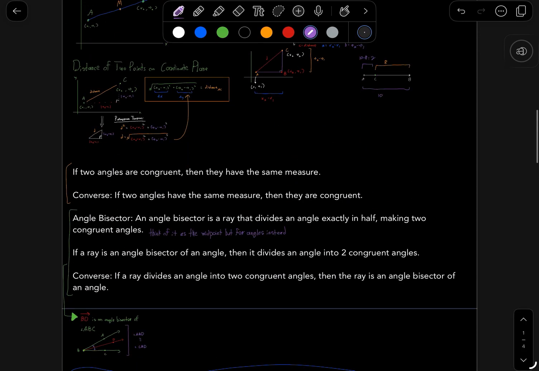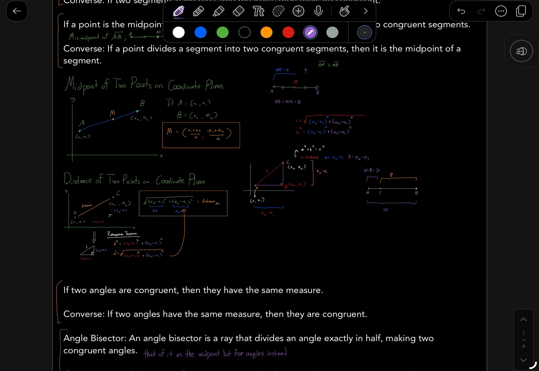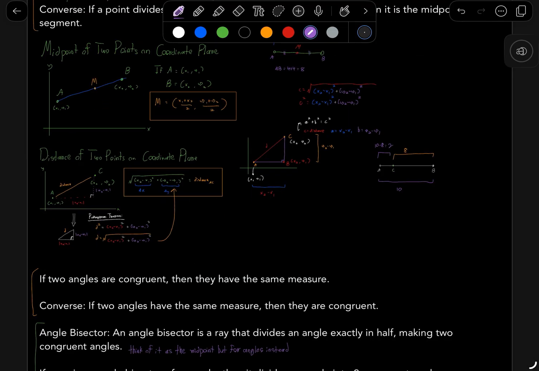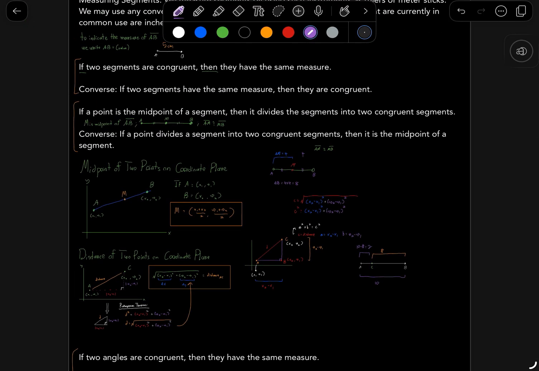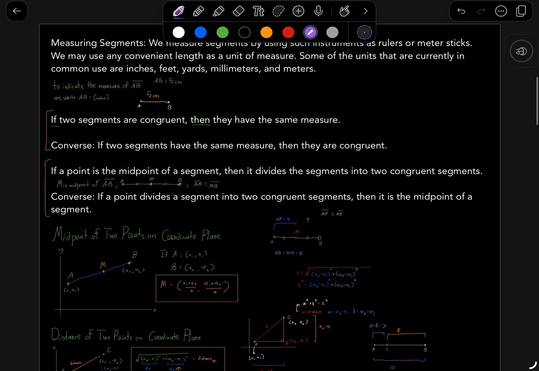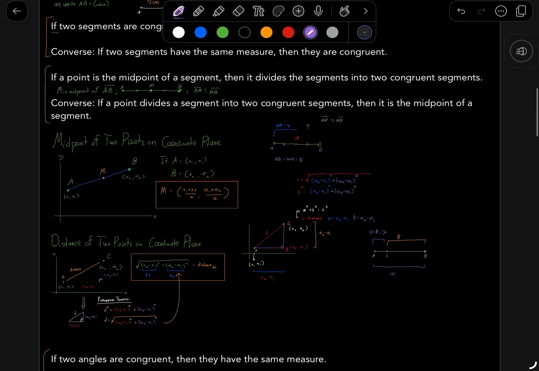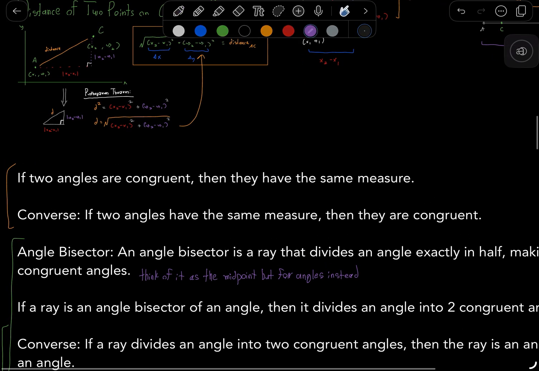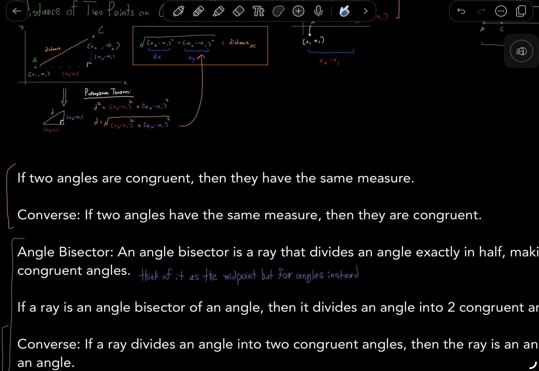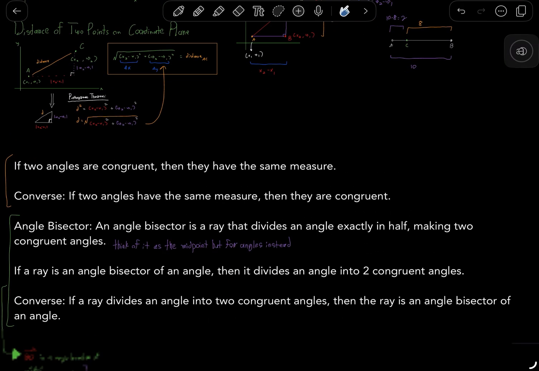Now, another theorem that you have to know has to do with congruent angles, right? And it's really similar to the segments theorem that we learned about. If two segments are congruent, then they have the same measure. In this case, instead of segments, we're dealing with angles. So now, if two angles are congruent, they have the same measure. And again, the converse is true, right?